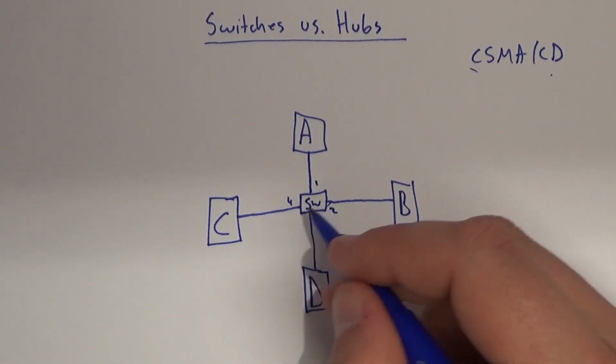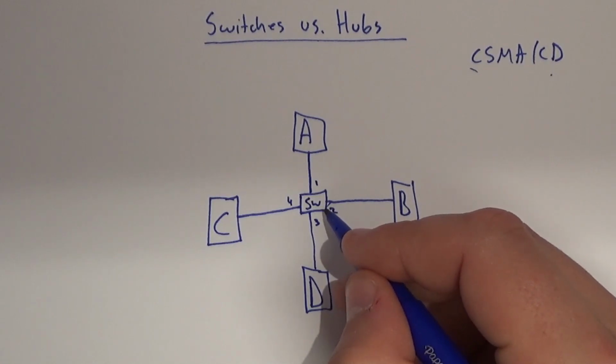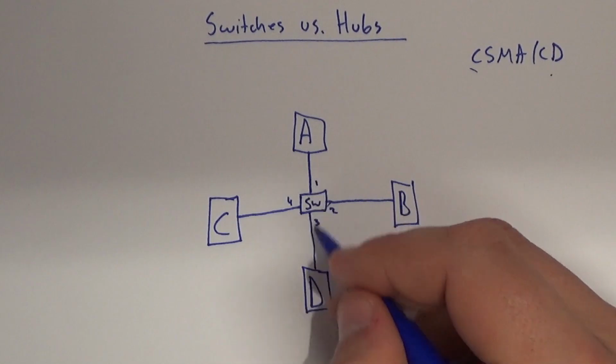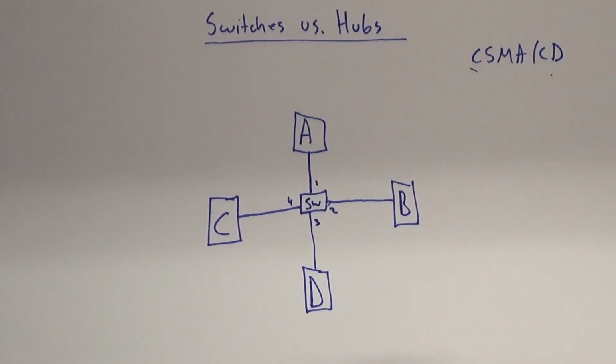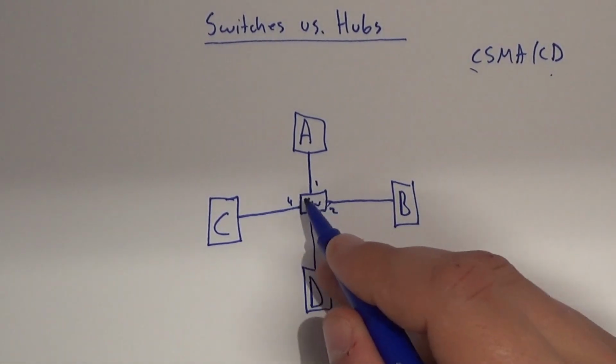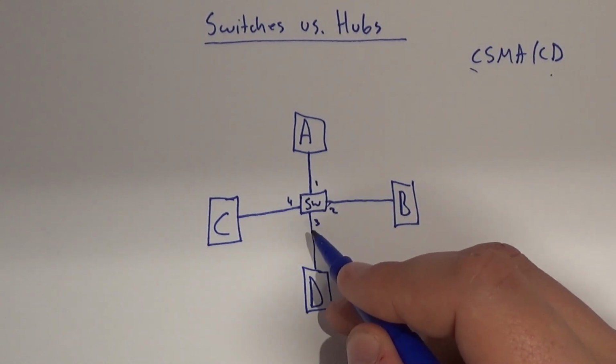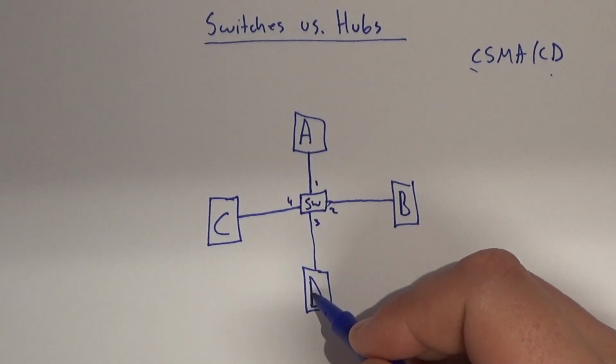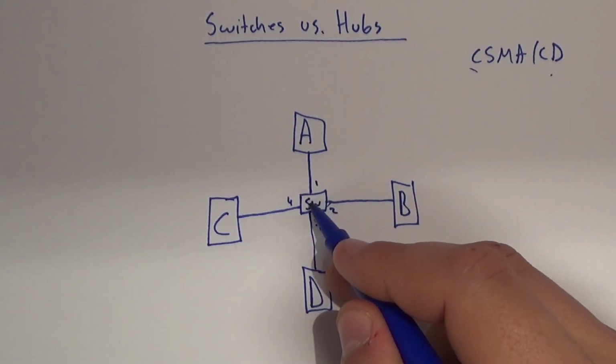And as it sees traffic coming from B on port 2, it's going to say, aha, computer B is on port 2, and that must be a path to computer B, computer D, computer C, etc. Okay. So as it builds that table and new information comes in, so now let's say computer A wants to send a frame to computer D. A is going to send it to the switch.